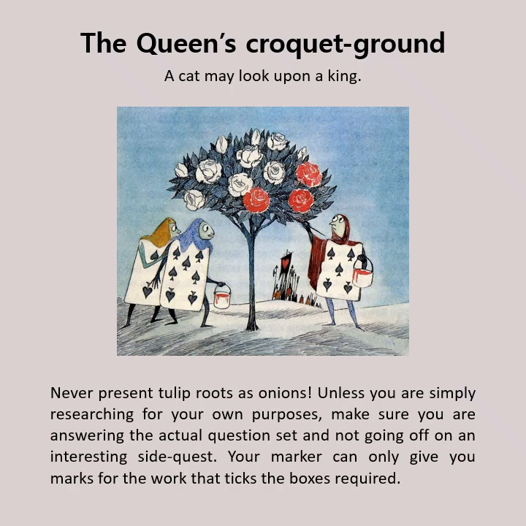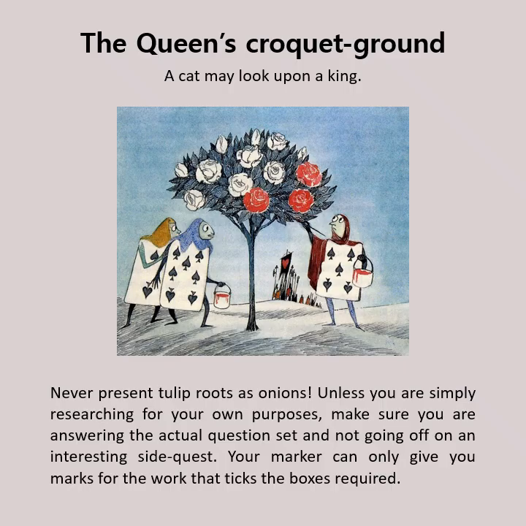Tulip roots are poisonous, but easily mistaken for edible onions. They're painting the roses red because it was meant to be a red rose tree. If the Queen finds out, she'll order the gardeners' heads to be cut off. In this chapter, we see Alice growing in confidence and speaking her mind with the Queen.